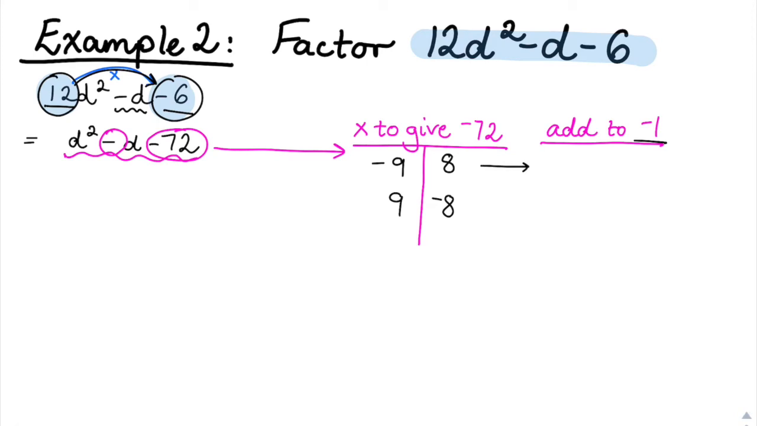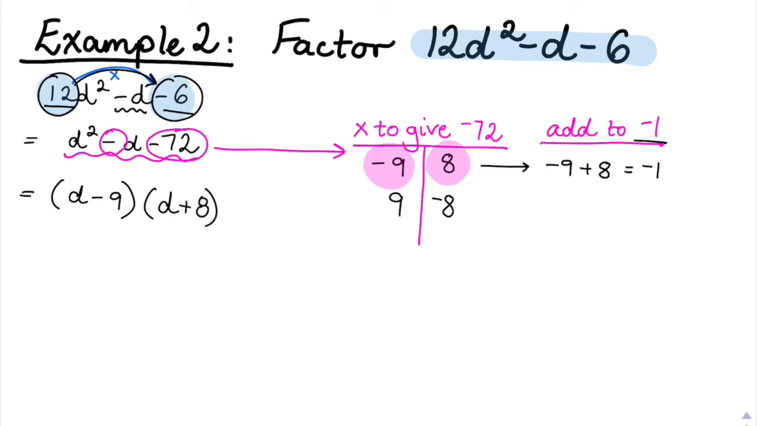So let's start here. Negative 9 plus 8. Yep, there we go. We've already found the negative 1 we've been searching for. So we know that negative 9 and positive 8 are our factors. So we'll be left with d minus 9 and d plus 8.